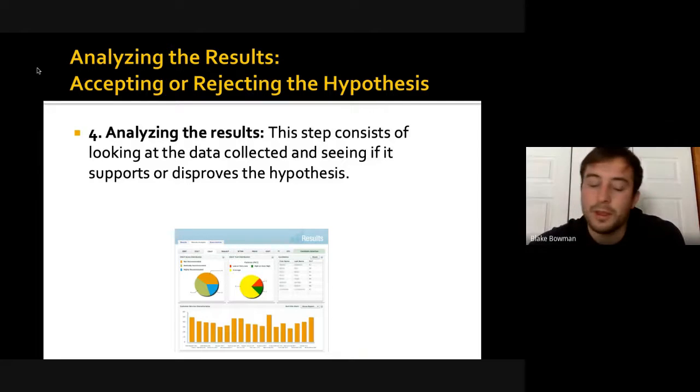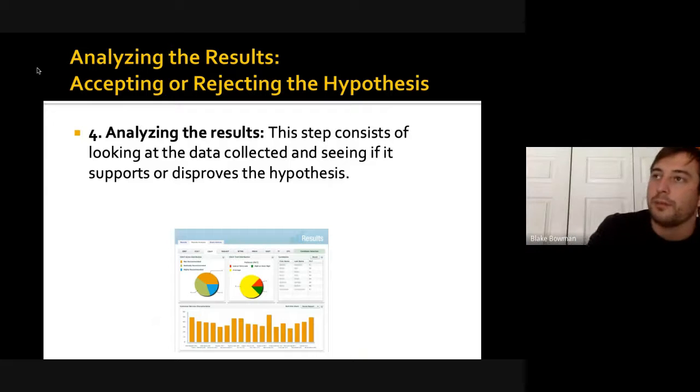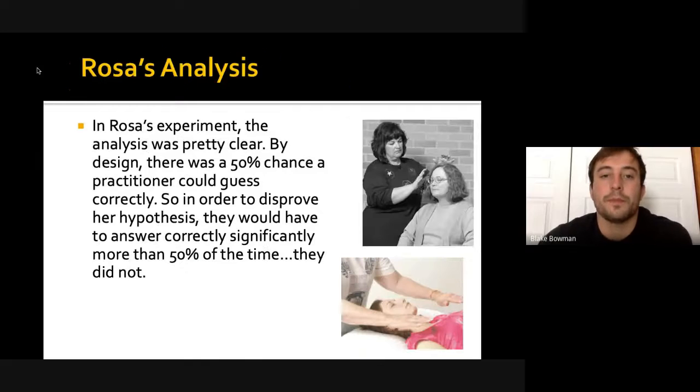Obviously, with Emily Rosa, she's going to go through her results, through her data, and prove whether or not her hypothesis is correct, seeing if these therapeutic touch practitioners are better than 50% correct with their responses. All right, so here we go. In this experiment, the analysis was pretty clear. By design, there was a 50% chance the practitioner could guess correctly, and she tried to disprove it. So we all know left or right, there's a 50-50 shot that these therapeutic touch practitioners are going to be correct.